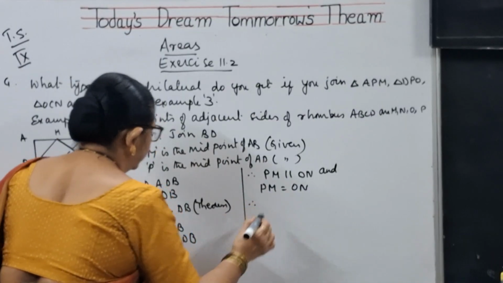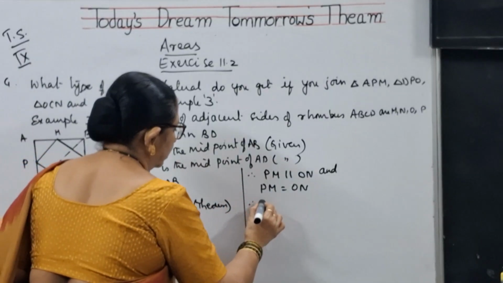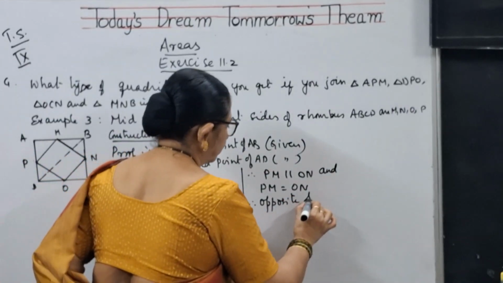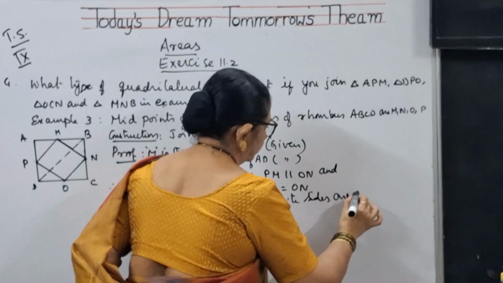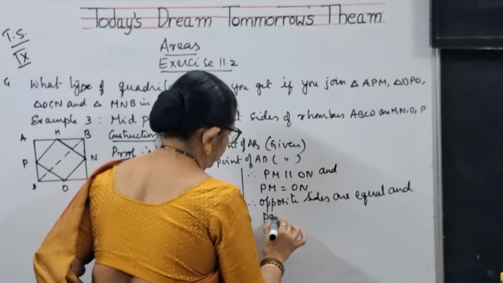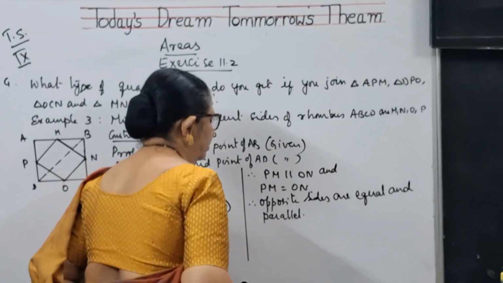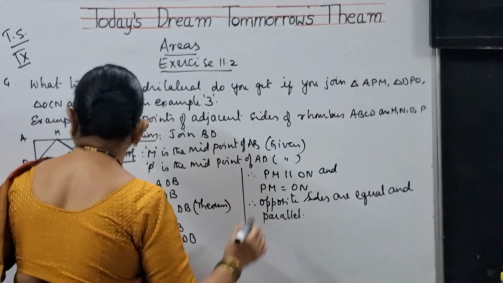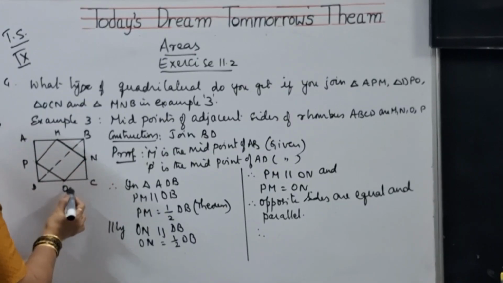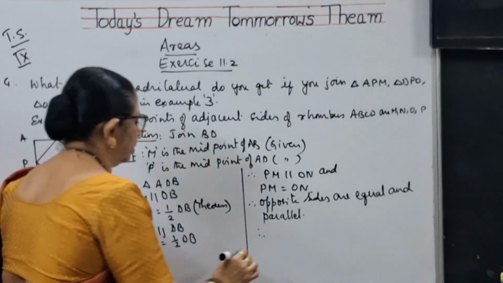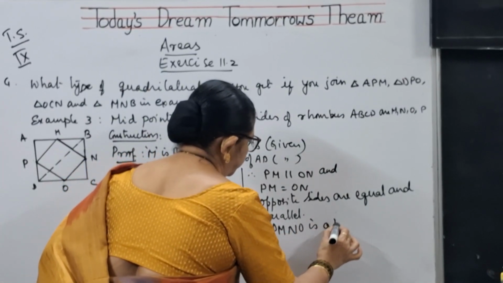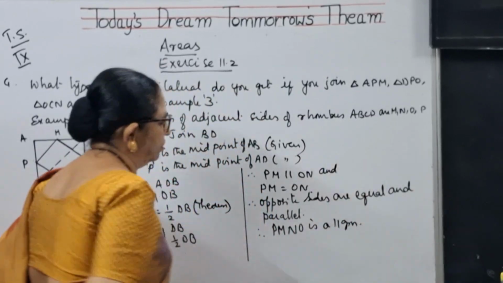Therefore, we will be saying that opposite sides are equal and parallel. Opposite sides are equal and parallel. Therefore, we are getting PMNO is a parallelogram. This is the solution, children.